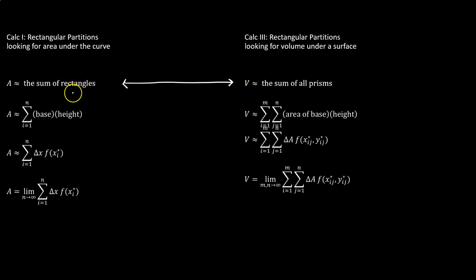We added up all of the rectangles in Calc 1 to create an approximation for the area, and each rectangle had some base times height. In Calc 3, though, we're partitioning over 2 separate independent variables, so we're going to sum over each one of those partitions. Each one of those partitions has a base times height, so we are looking at volume rather than area as our total quantity.